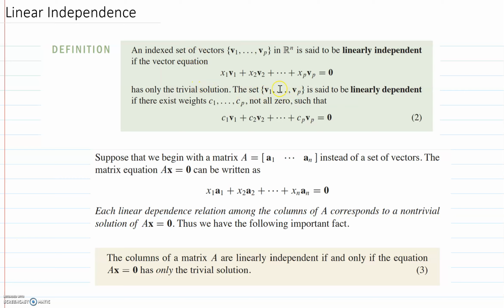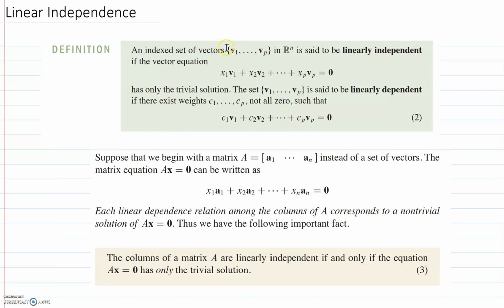And the same set of vectors is said to be linearly dependent if there exist weights c1 through cp, not all 0, such that the same linear combination is equal to 0 with c1, c2, and cp as the weights. And when these weights are not all 0, this equation is sometimes called the linear dependence relation among these vectors.